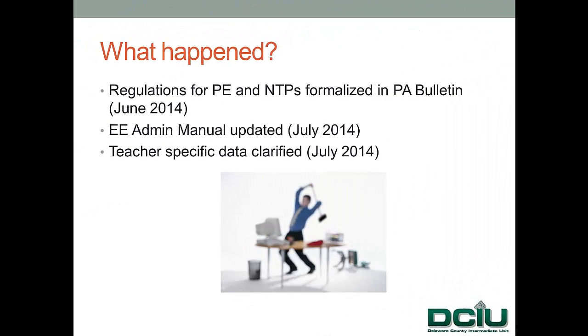So, why is there a need for an educator effectiveness update at this point? Well, in June 2014, regulations for principal effectiveness and non-teaching professional effectiveness were formalized in the Pennsylvania Bulletin, followed by the Educator Effectiveness Administrative Manual being updated in July of 2014. As part of that update, regulations pertaining to teacher-specific data were clarified. Again, those two things happening in July of 2014.